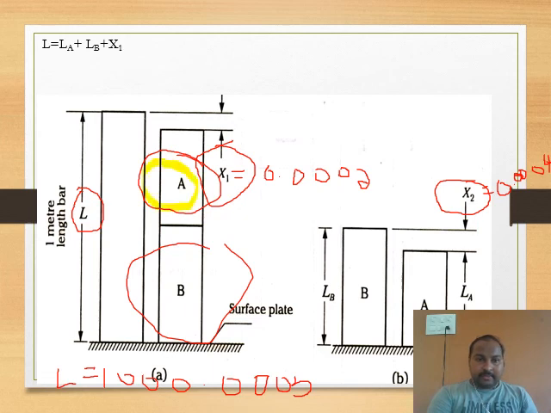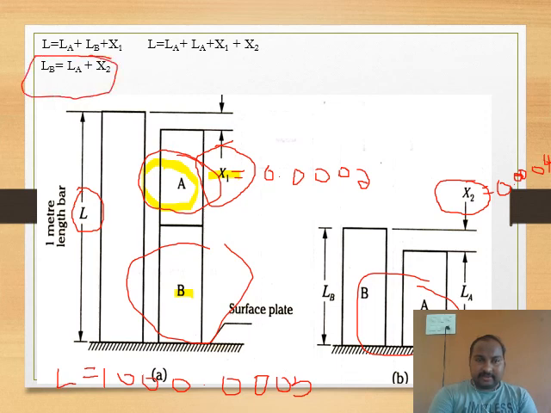LA plus LB, which is plus X1. Correct. Again we are comparing the LA with the LB here. So LB is equal to LA plus X2. Now substituting this equation 2 in the equation number 1, I am getting LA plus X1 plus X2.